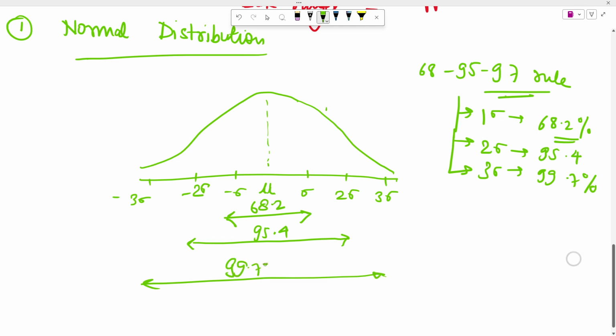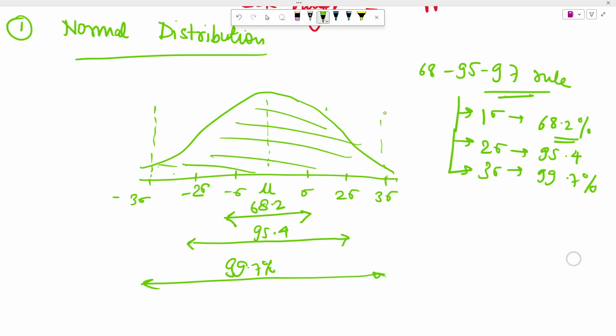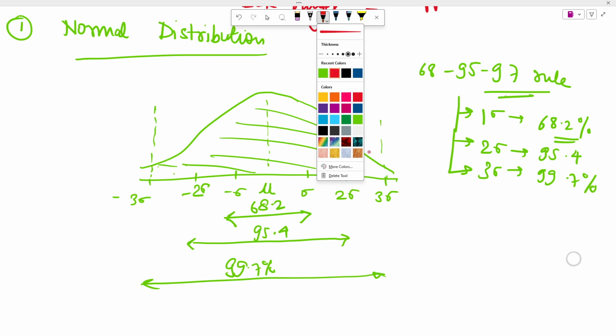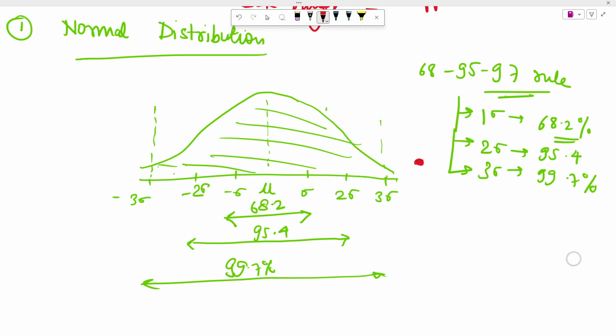So you know that if the outlier lies beyond three standard deviations, we know that 99.7% of the data would fall within three standard deviations, right? But if there is any point which lies here, beyond three standard deviations, that will be classified as an outlier. It's an outlier.